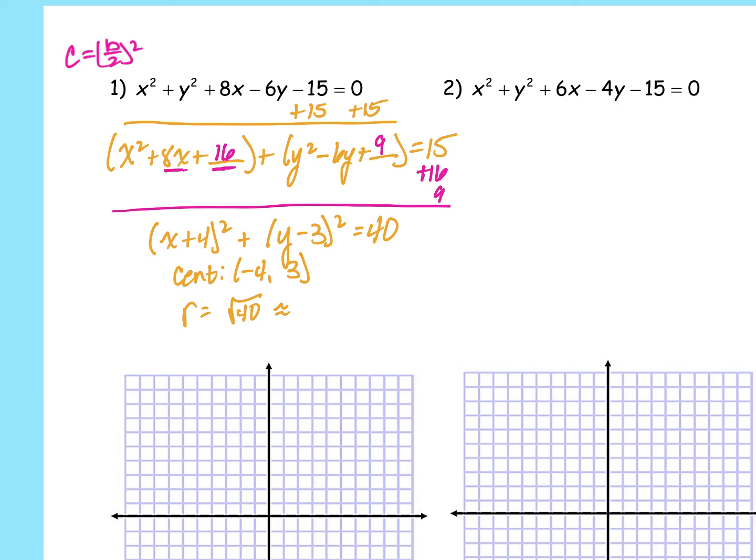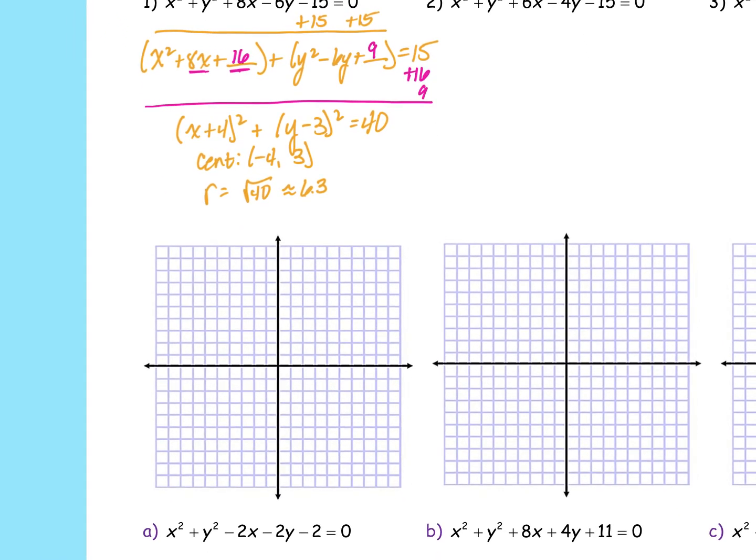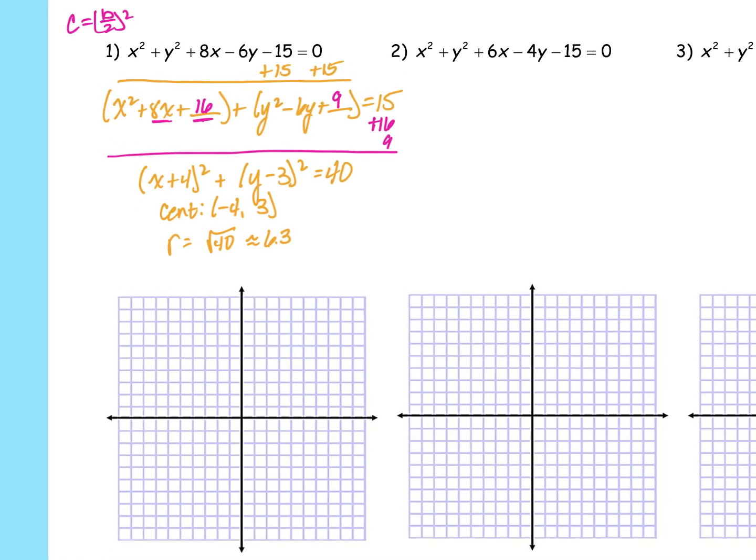Second square root 40. 6.3. Why did I say 4? First, it's 6.3. 6.3, okay? So now I'm going to graph that. So I've got, is there any questions on what I did, actually? You guys in here? At home? Anybody? Anywhere? Okay.